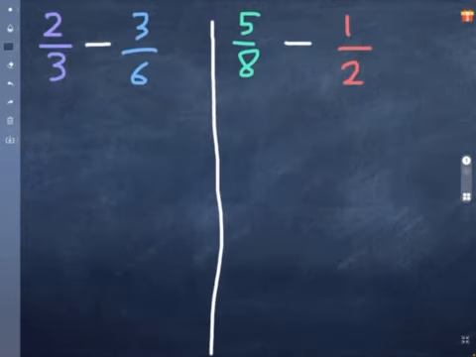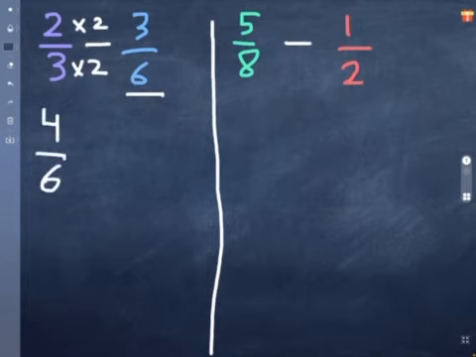2 over 3 minus 3 over 6. So we need to multiply 3 by a number that gives us 6. 3 multiplied by 2 gives us 6. So we need to multiply 3 by 2 and 2 by 2. 2 multiplied by 2 is 4. 3 multiplied by 2 is 6.